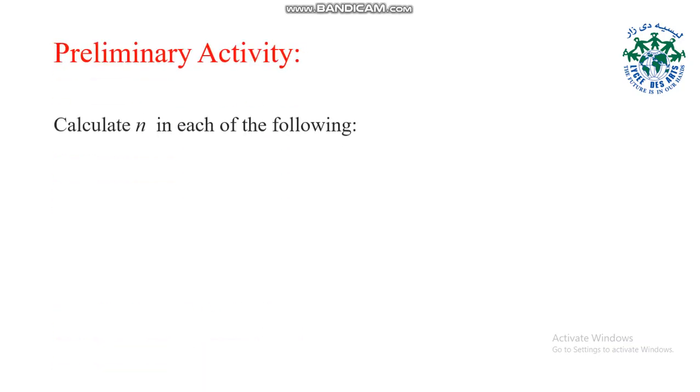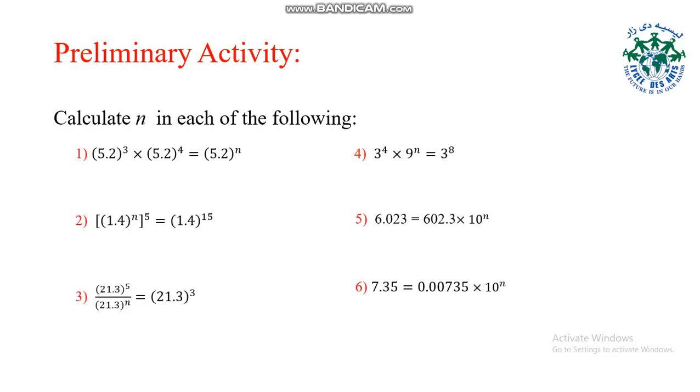At the beginning we are going to start with this simple activity. We are asked to calculate n in each of the following cases. First part, 5.2 exponent 3 times 5.2 exponent 4. As you know, when we have the same base, and the base here is 5.2, and the exponent is 3, there the exponent is 4.